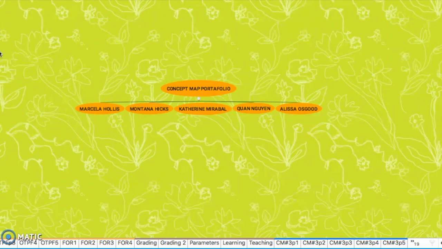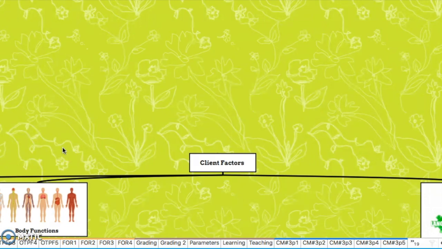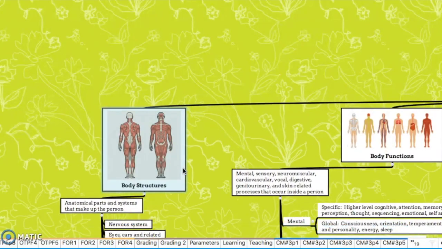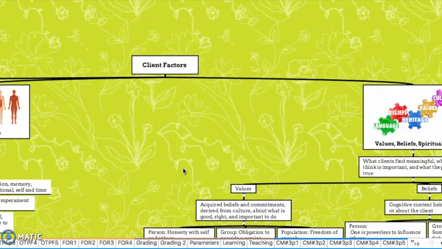The first component that we're going to talk about is one of the domains of the OTPF, which is client factors. And underneath of client factors, you can find body structures, body functions, and values, beliefs, and spirituality, as well as a quick summary of each component.